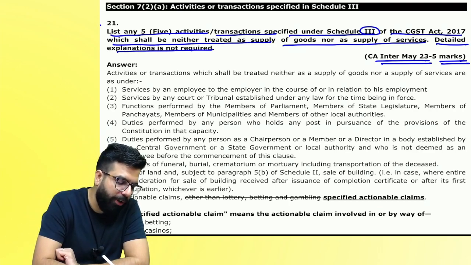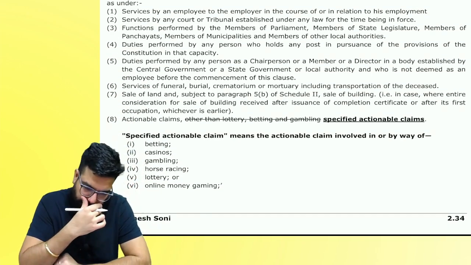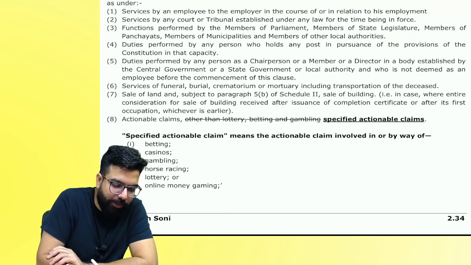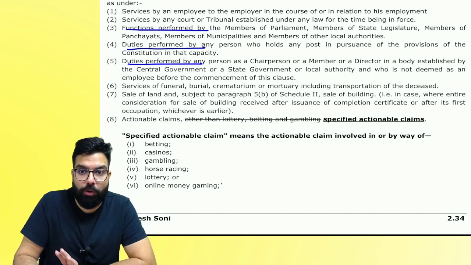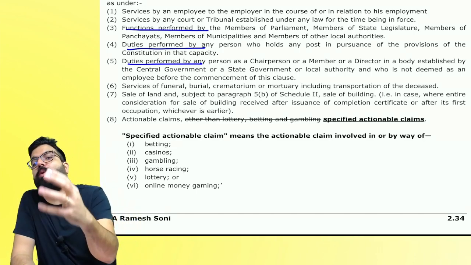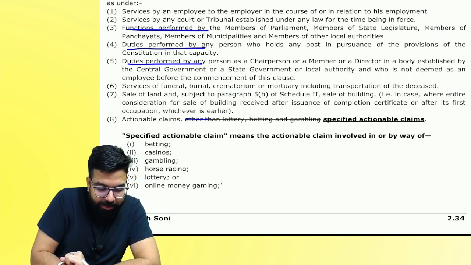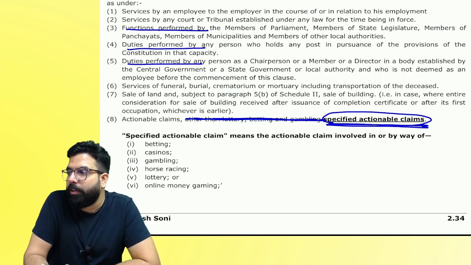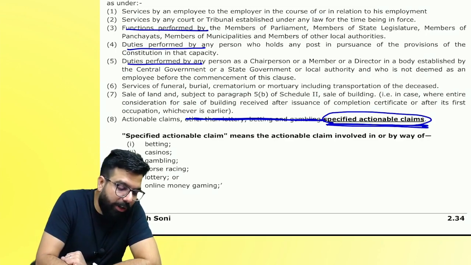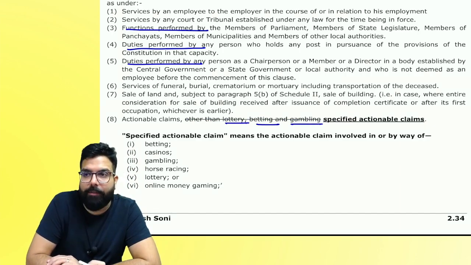Today at home, you have to practice this as homework. See, write duties performed by, functions performed by, don't write government official. Government official is the name I told you so that you can remember. Are we clear, everyone? I have cut this over here and written specified actionable claim, because this was earlier known as, only lottery, betting, gambling.